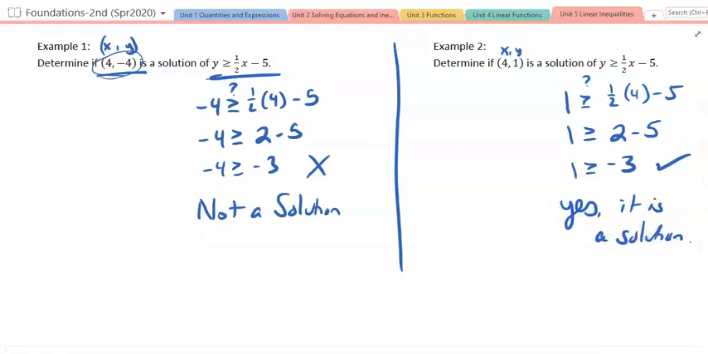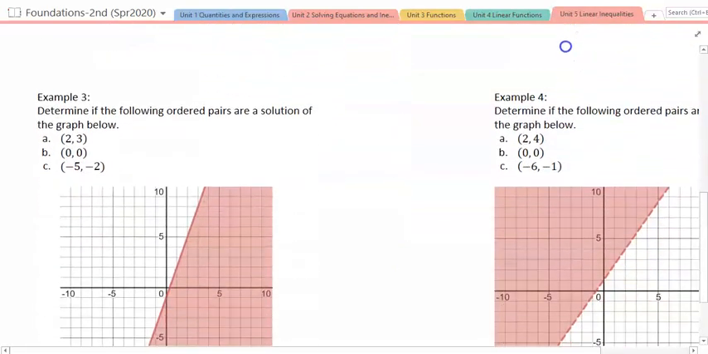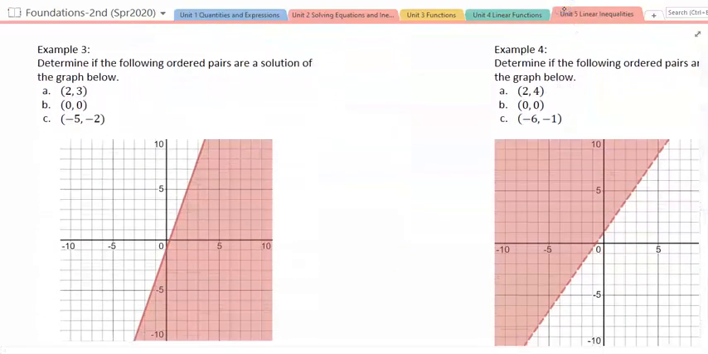It's just as easy as that to check these answers. Again, we just need to verify if the result makes logical sense. Does the statement make sense as we read it from left to right? Okay. Now, in examples 3 and 4, we're going to test a few ordered pairs and see if they are solutions to this graphed inequality.